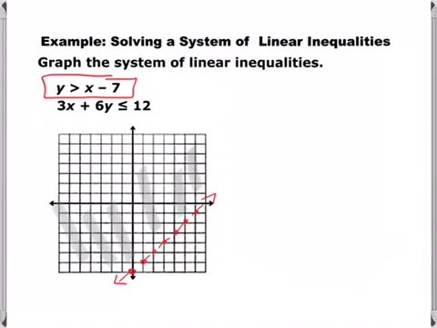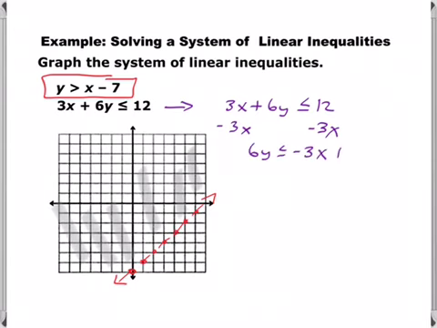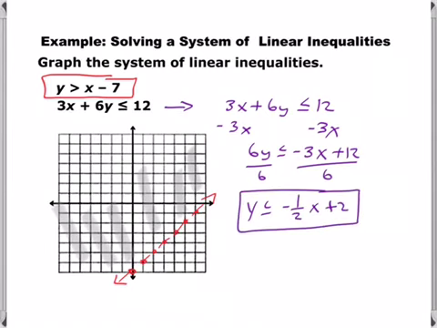Okay, so now the next one, we have 3x plus 6y is less than or equal to 12. So in order to graph this, once again, I have to rewrite it in slope-intercept form. So I've got to solve for y. So I move the 3x by subtracting. So I've got 6y is less than or equal to negative 3x plus 12. Then I'll divide by 6. So I get y is less than or equal to negative 1/2 x plus 2.